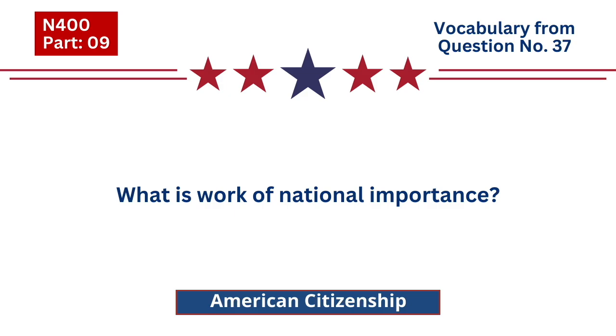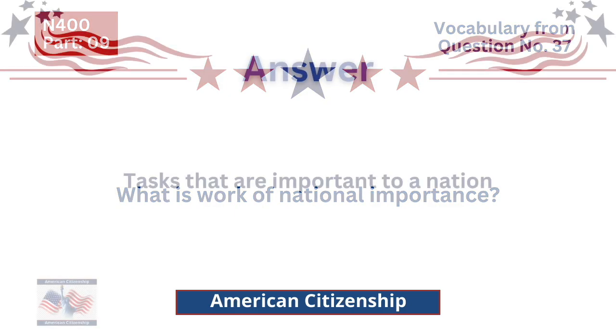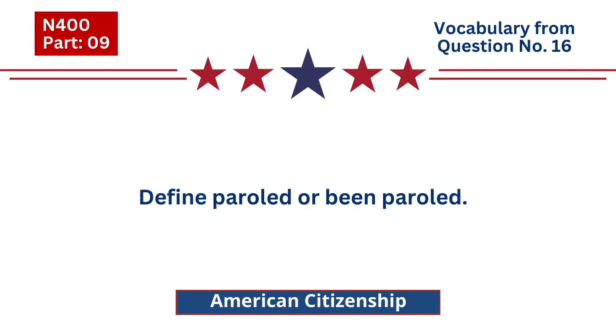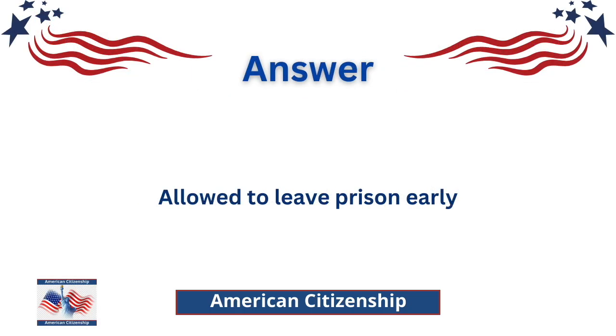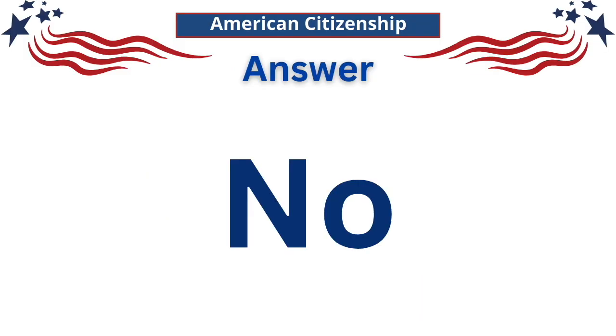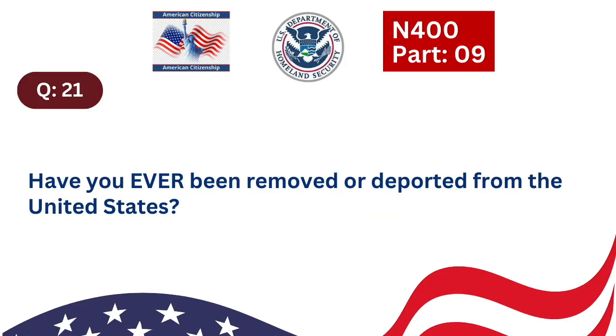What is work of national importance? Tasks that are important to a nation. Define, paroled or been paroled. Allowed to leave prison early. Have you ever gambled illegally or received income from illegal gambling? No. Have you ever been removed or deported from the United States? No.